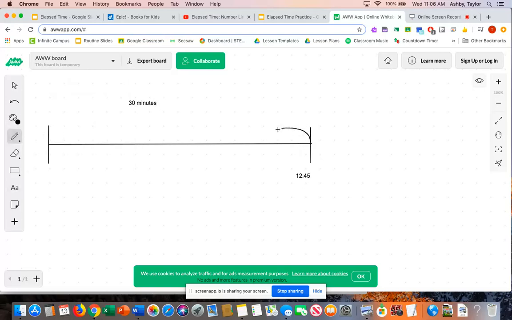I'm going to split my 30 up into 10-minute increments or 10-minute jumps to make this work easier for me as a mathematician. Don't forget to make your notes on your number line. 10 minutes before 12:45. I need to go backwards 10 from 45. 45 minus 10 would get me to 35.